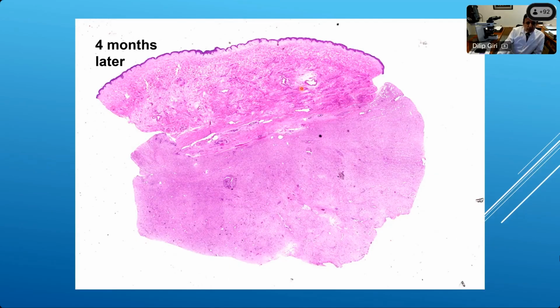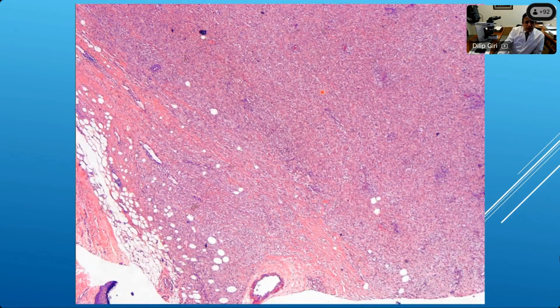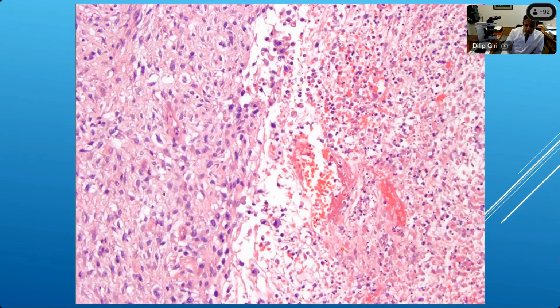So much so that the removal of the lesion also required sacrifice of the skin on top. This was only 4 months after the biopsy. Not only that, as you can see, there's no epithelial element in this. This is growing like a sarcoma and it's infiltrating into the adjacent fat. So this is a nasty lesion. No, it does not look anything like what it looked in the biopsy. There were areas of necrosis.